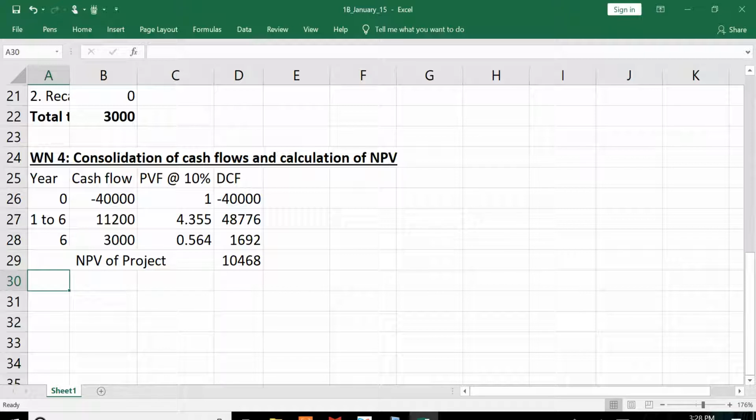This is the NPV of the project, 10,468. 1 divided by 1.1, repeated 6 times, you will get the annuity factor. So here the feasibility study is a sunk cost.